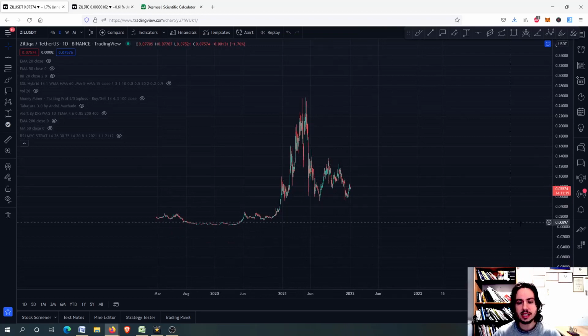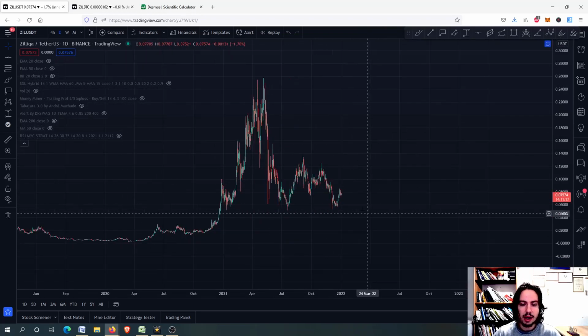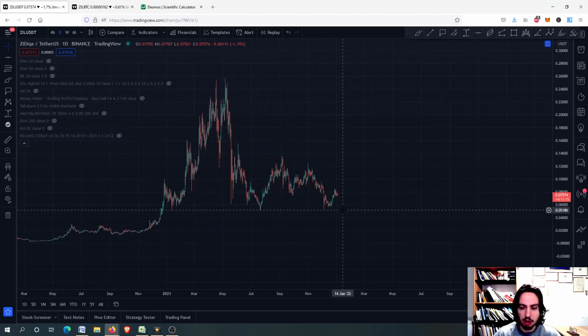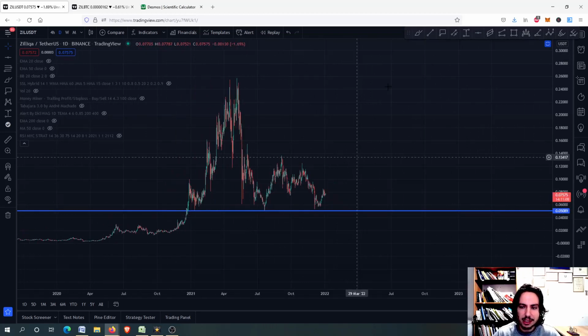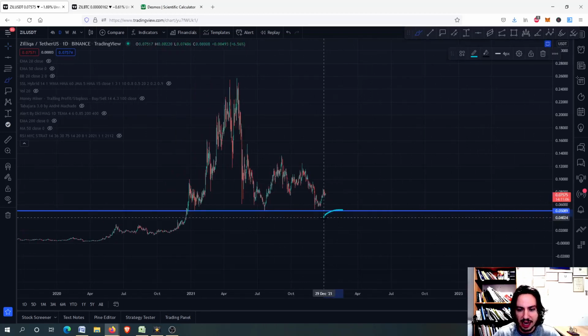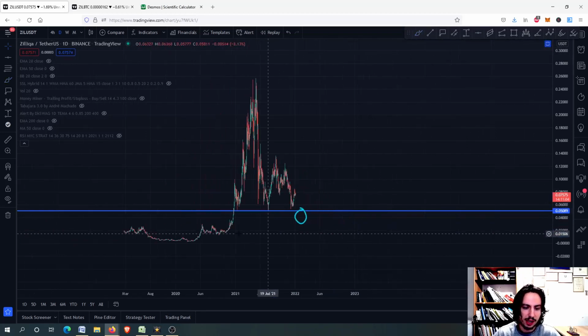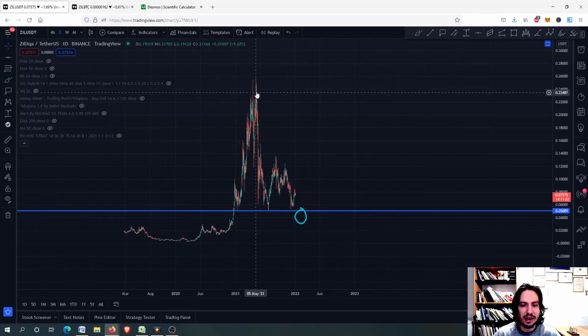But what if ZIL has a bearish action? What if ZIL goes below the 0.5? Because eventually, if we go below the 0.5, you know what will happen? We will have many short positions down from this line right here. So the bulls that have accumulated from there already sold.